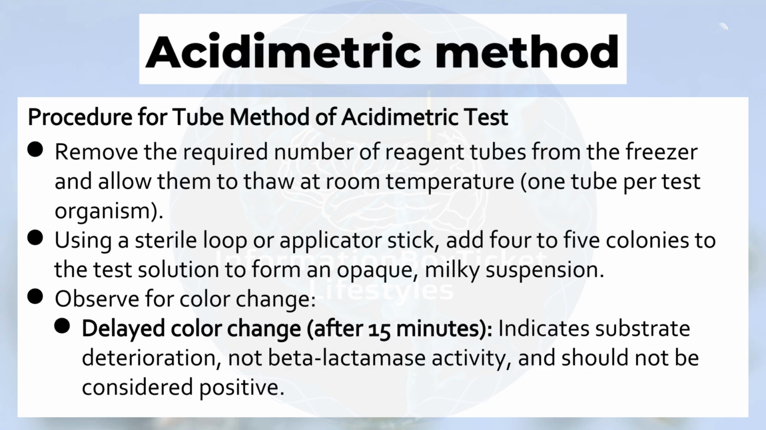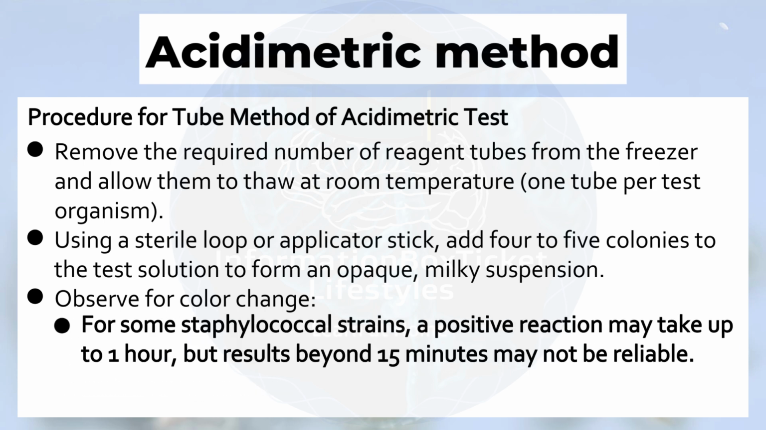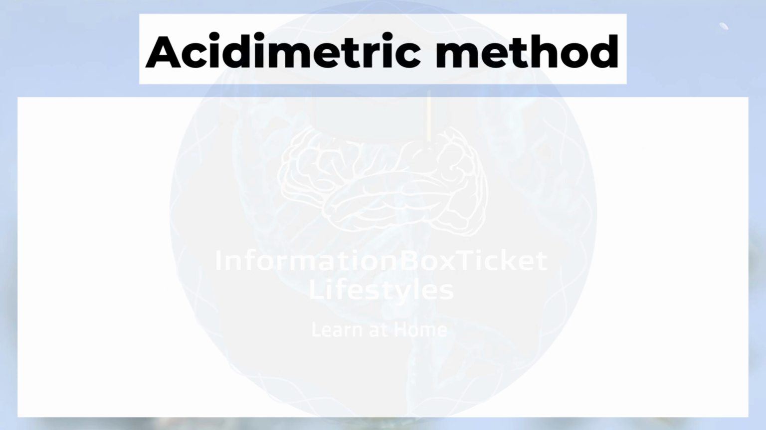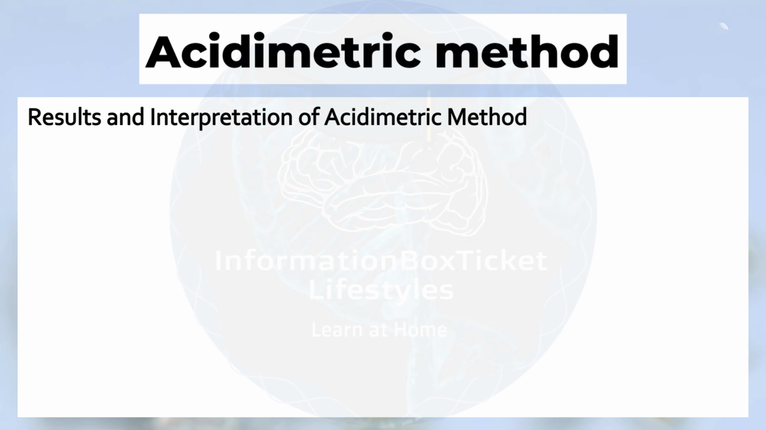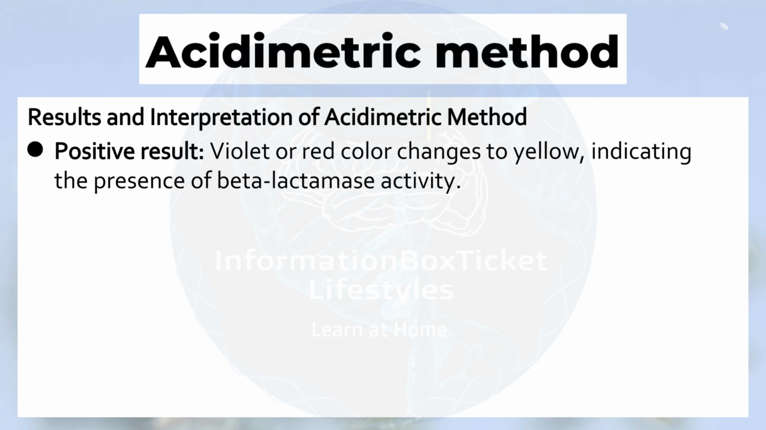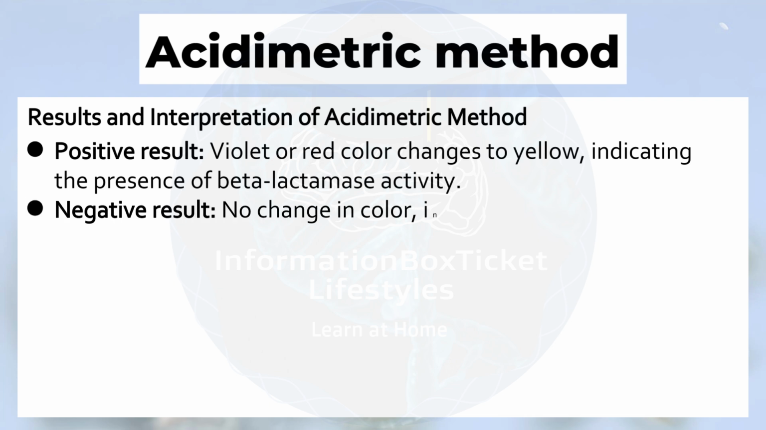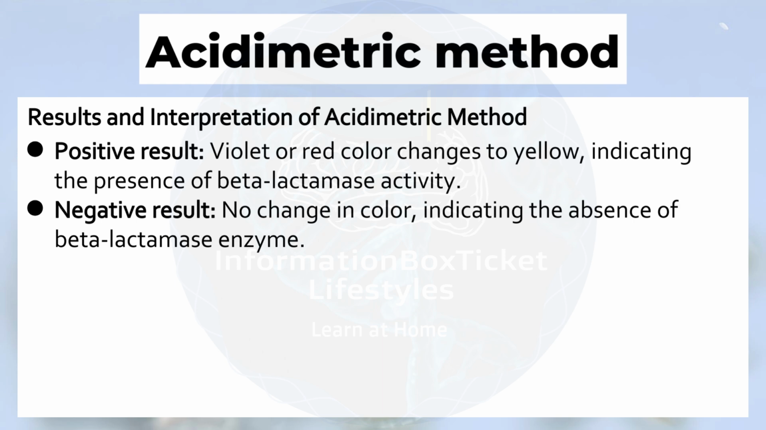Delayed color change, after 15 minutes, indicates substrate deterioration, not beta-lactamase activity, and should not be considered positive. For some staphylococcal strains, a positive reaction may take up to 1 hour, but results beyond 15 minutes may not be reliable. Results and interpretation of acidimetric method. Positive result: violet or red color changes to yellow, indicating the presence of beta-lactamase activity. Negative result: no change in color, indicating the absence of beta-lactamase enzyme.